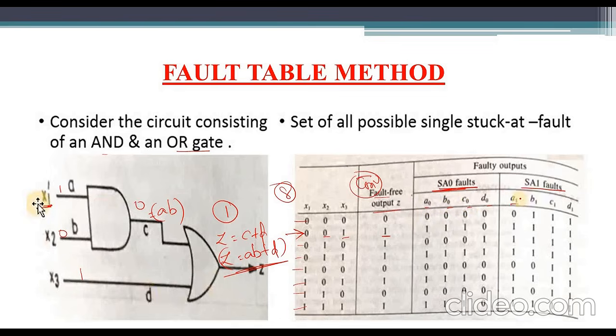So similarly A1 means stuck-at-1 fault at A, stuck-at-1 fault at B, stuck-at-1 fault at C, and stuck-at-1 fault at D respectively. So all these are the different stuck-at-0 faults and stuck-at-1 faults. Already I had explained what are stuck-at-0 and stuck-at-1 faults. So all these are the faulty outputs, and this is the fault free output. These are the faulty outputs, the stuck-at-0 fault outputs and stuck-at-1 fault outputs.